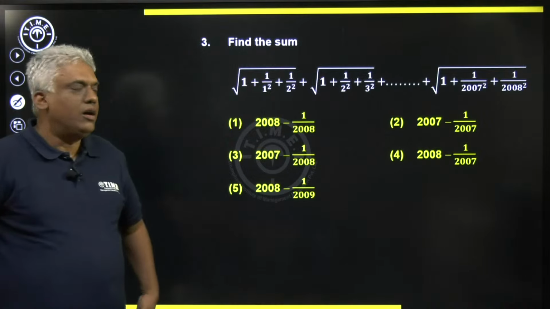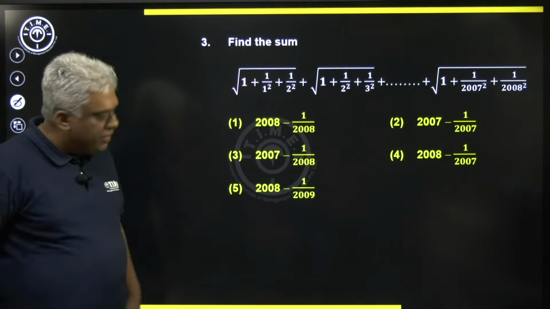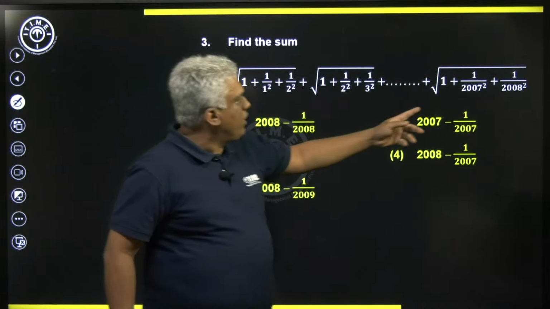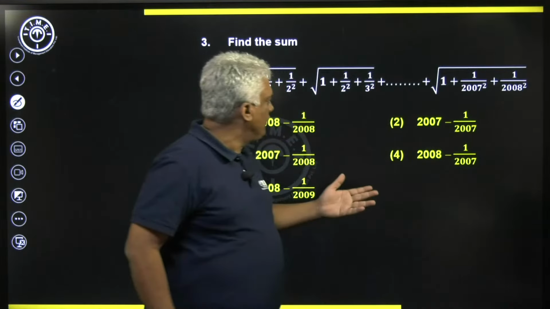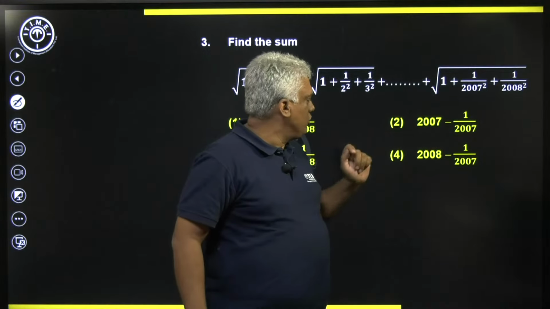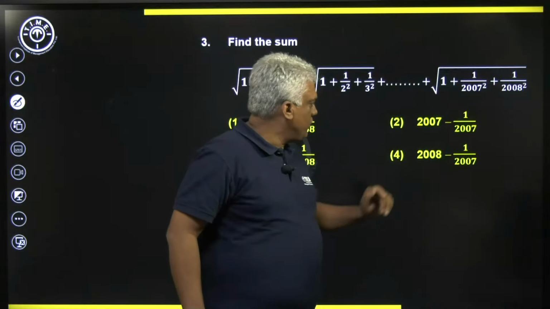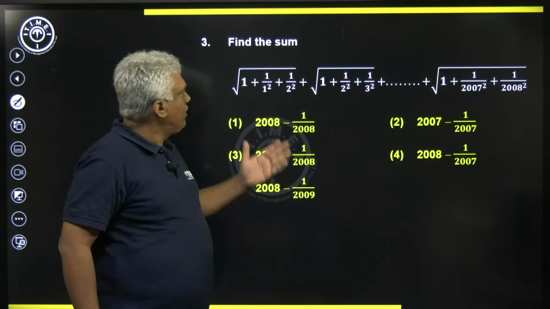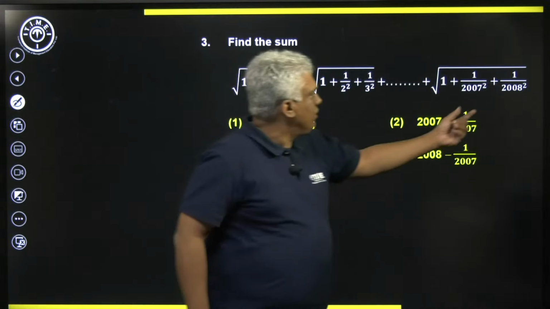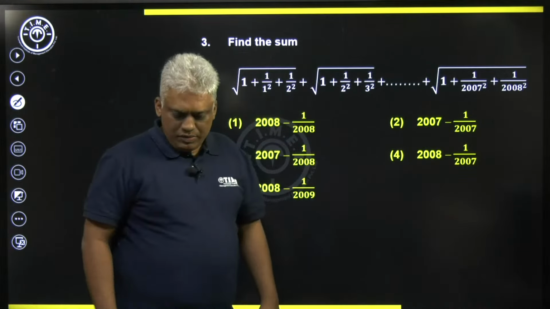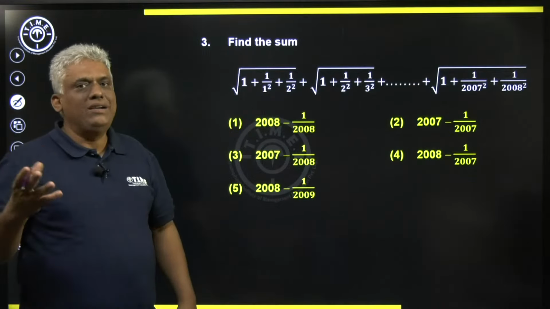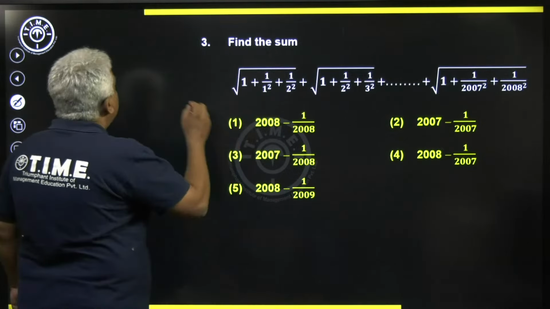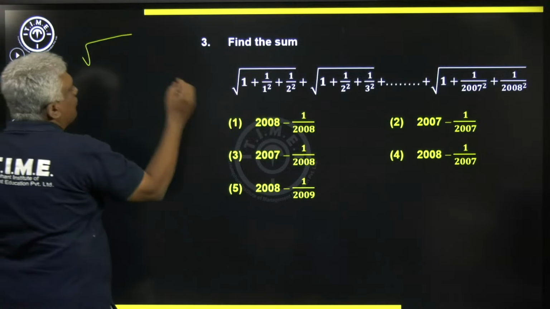Okay, I think we can start this one, right? Now you see, guys, if you look at the options, this series is going 1 by 2000 whole square. If you look at the options, 2007 minus 1 by 2007, 2008 minus 1 by 2007, 2008 minus 1 by 2008. So the options are very similar to the last terms, right? What we can do is, let us try to find some pattern. Can you find a pattern? Suppose there is only one term. Let's suppose only the first term is there.